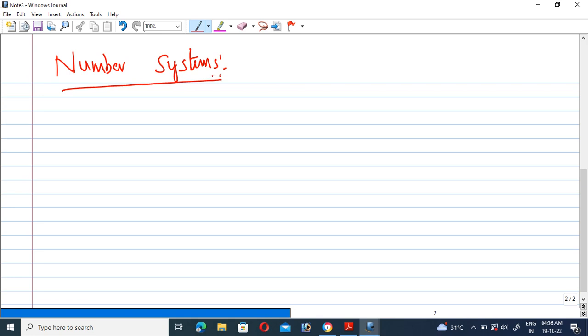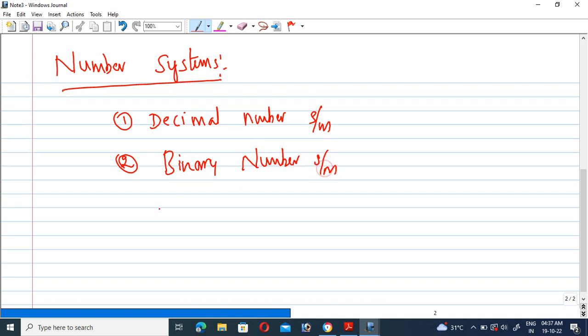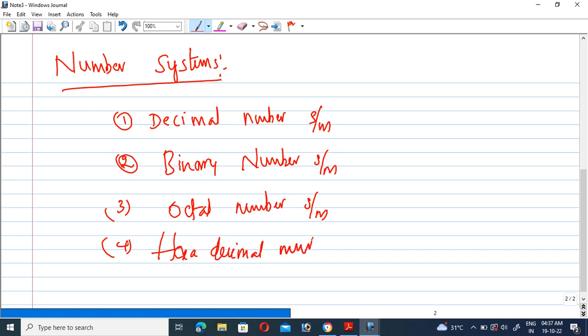Basically these number systems can be classified into four categories. The first one is the decimal number system, the second is the binary number system, the third one is the octal number system, and the fourth one is the hexadecimal number system. These are the classification of number systems, right?